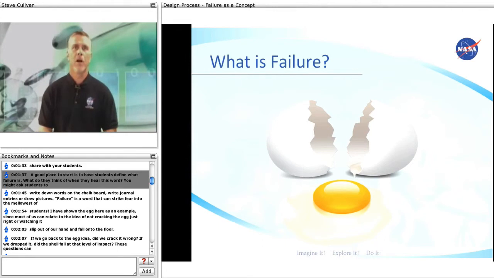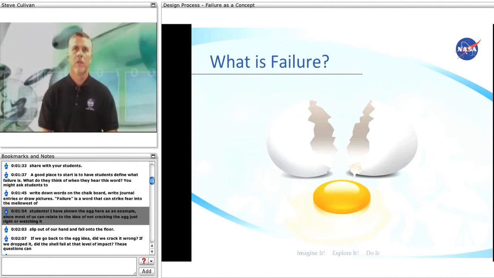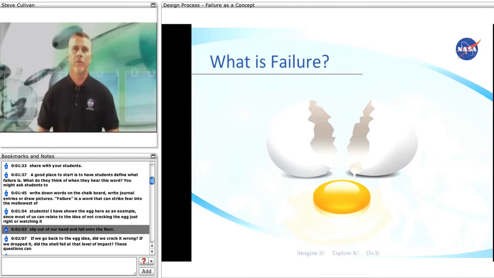A good place to start is to have students define what failure is. What do they think of when they hear this word? You might ask students to write down words on the chalkboard, write journal entries, or draw pictures. Failure is a word that can strike fear into the mellowest of students. I have shown the egg here as an example, since most of us can relate to the idea of not cracking the egg just right or watching it slip out of our hand and fall onto the floor.